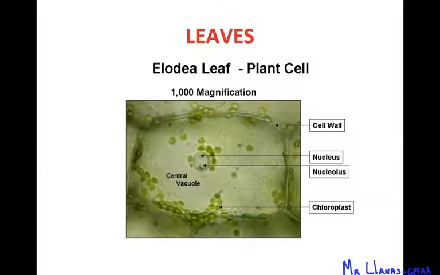Okay, this is an example of a plant cell. We already talked about this. We looked at these under the microscope. But just to go over the structures, you can see that that's the nucleus. And then all these little green circles, or little dots, those are the chloroplasts. And then you can also see the cell wall there, which is made out of cellulose.